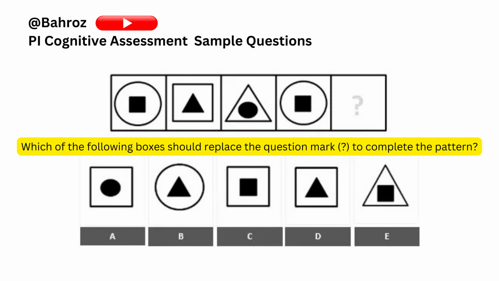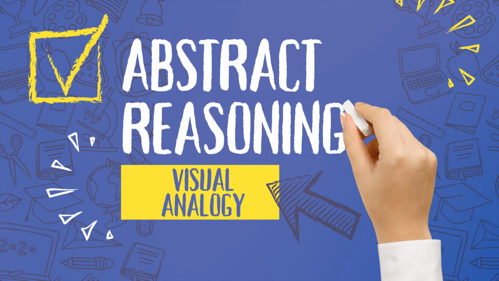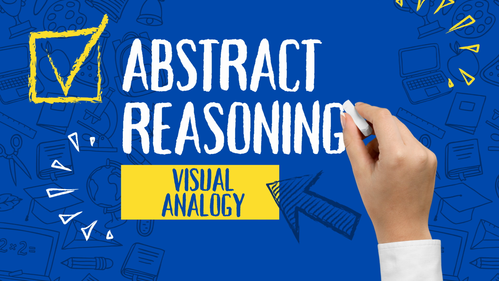Here the sample question I have is, which of the following boxes should replace the question mark? So again, if you see, the pattern is being repeated. So circle outside, then square inside comes again in third, which means that square outside, triangle inside will also repeat, which is option D. So that will be repeated. So we'll pick option D. This one was simple. Now comes the turn for visual analogy.